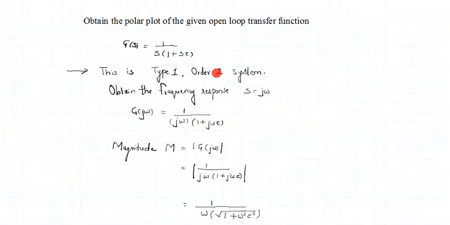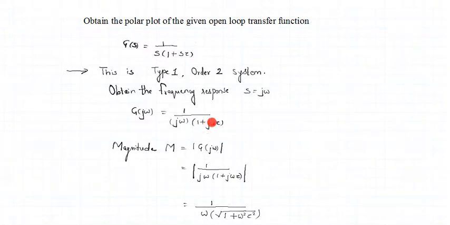What we now do, to start the polar plot, is first of all put the given transfer function into frequency domain. So how do we put the given transfer function in frequency domain? It is by replacing S by j omega. When we substitute S as j omega, what we get is the frequency domain representation of the given transfer function. Wherever there is S in the given transfer function, we have replaced S by j omega. And this is how we get the frequency response of the given transfer function.